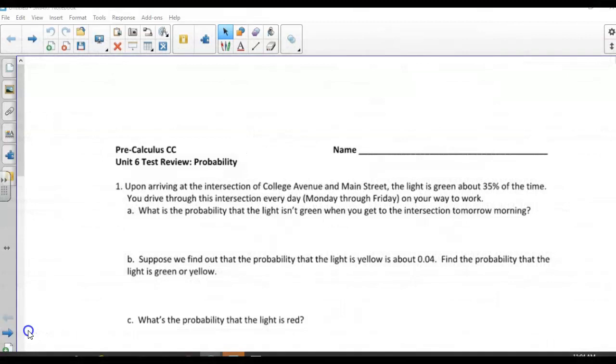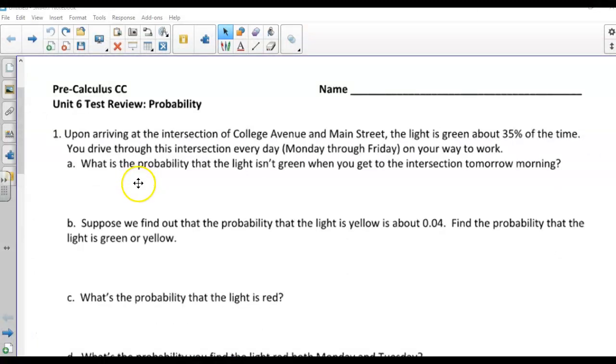Alright, so on this first example right here, number one: upon arriving at an intersection of College Avenue and Main Street, the light is green 35% of the time. You drive through the intersection every day, Monday through Friday, on your way to work. What is the probability that the light isn't green when you get to the intersection tomorrow morning?